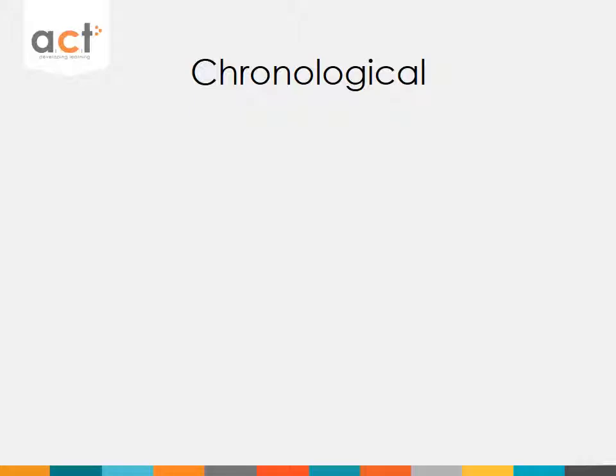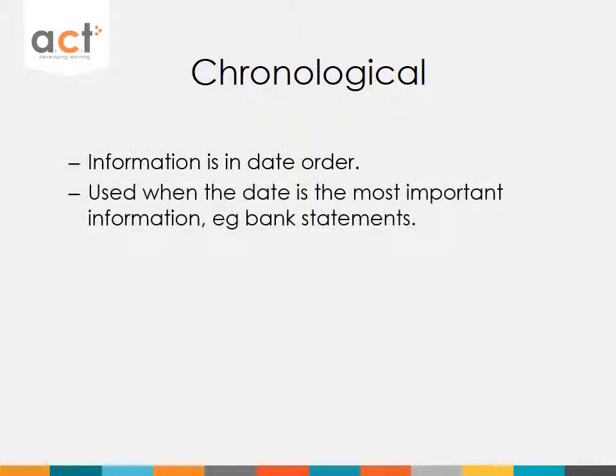In a chronological system, information is stored in date order. This is used when the date is the most important information, for example on a bank statement. The most recent date is usually at the front.